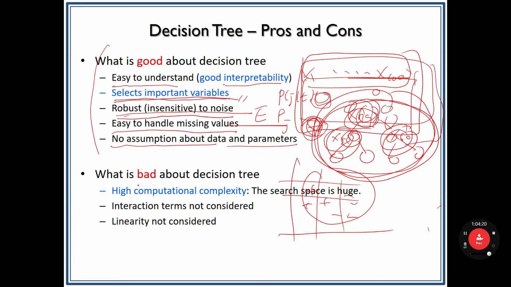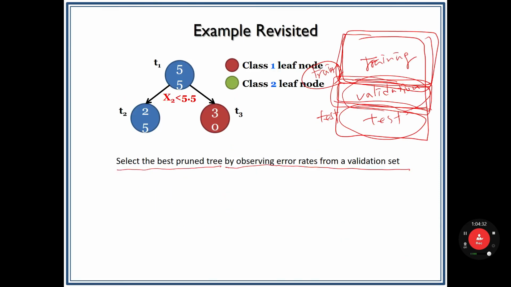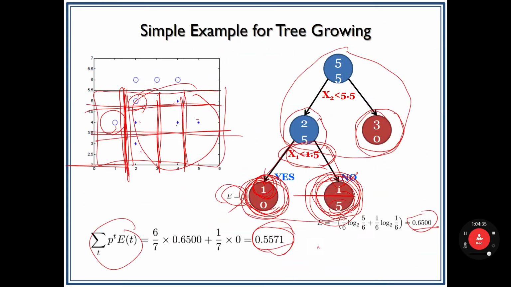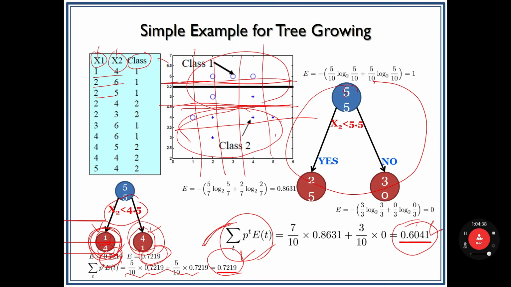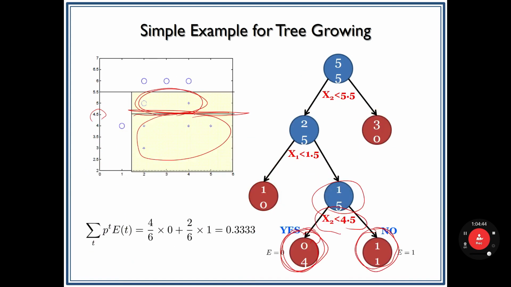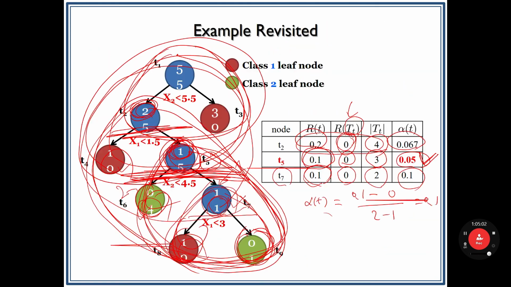But the bad thing about the decision tree is high computational complexity, right? I totally agree with this one, because the search space is huge. For this simple two-dimensional example, at the first stage, we have 7 possible splits. But think about 100 independent variables, and each of the variables could have 3 possible splits, then there are 300 splits that we have to evaluate by the information entropy. So the computational cost is huge.